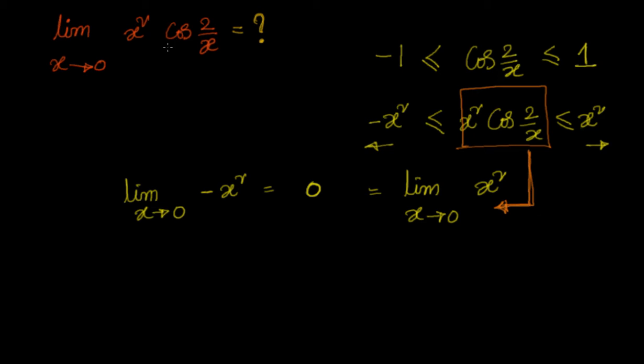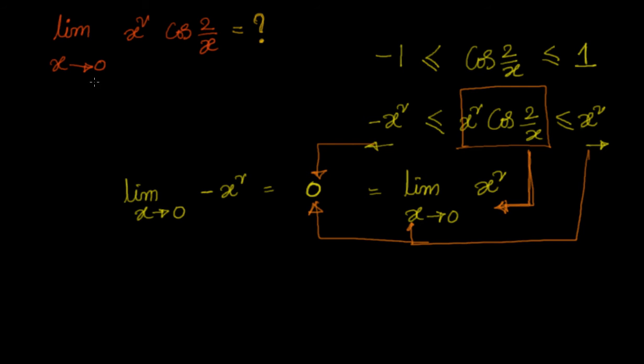Let me repeat that. We are trying to solve this. We are saying that for cos function values, or for that matter sine or cos, the range is -1 to 1. So -1 less than or equal to cos 2 by x less than or equal to 1. Now in the problem we have to multiply with x square. So I will have minus x square less than or equal to x square cos 2 by x less than or equal to x square. Now I see that the limit as x tends to 0 of minus x square equals minus 0 square, which is equal to 0. And also x square is tending towards 0.